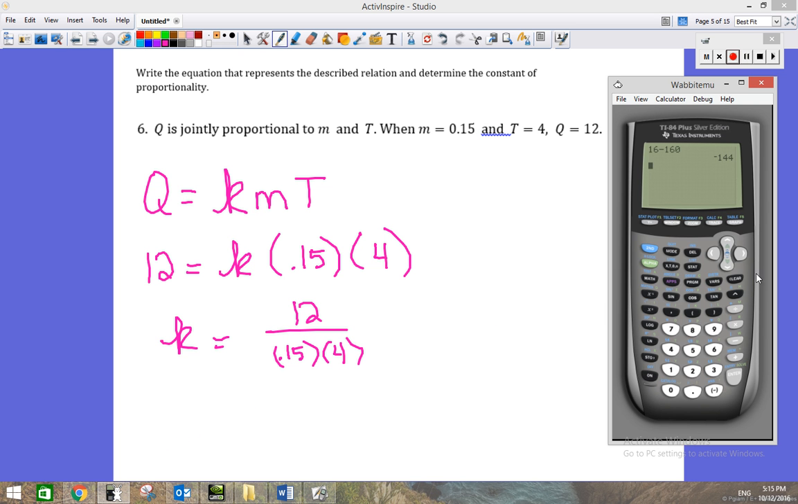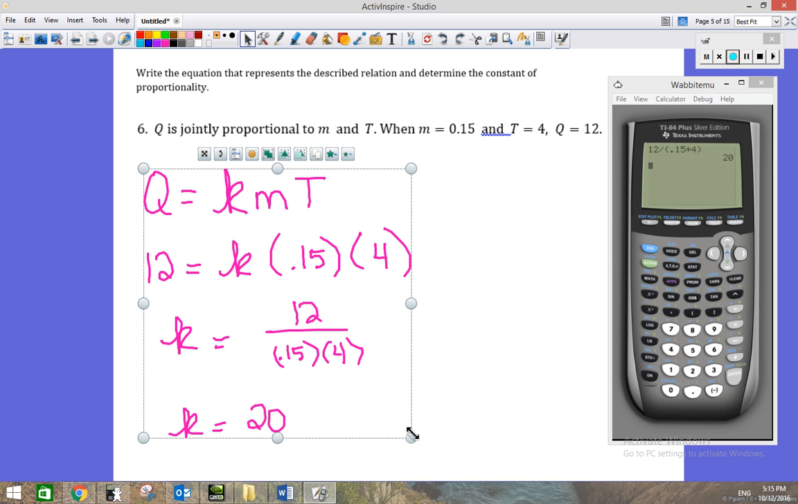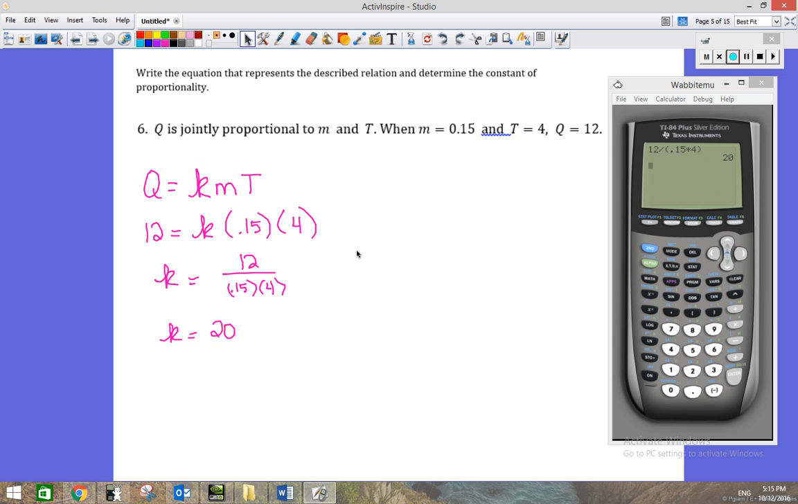It's getting late, I'm getting tired, and I am not the strongest at arithmetic. When I key in my denominator, I need parentheses around it because I don't want to divide by just 0.15. I want to divide by that product. And, oh, I'm glad I did that, because I think I said something else. Did I key it in right? Yeah. Boy, I was totally wrong, wasn't I? Well, that's why I use a calculator. That's why I'm not embarrassed to use a calculator.